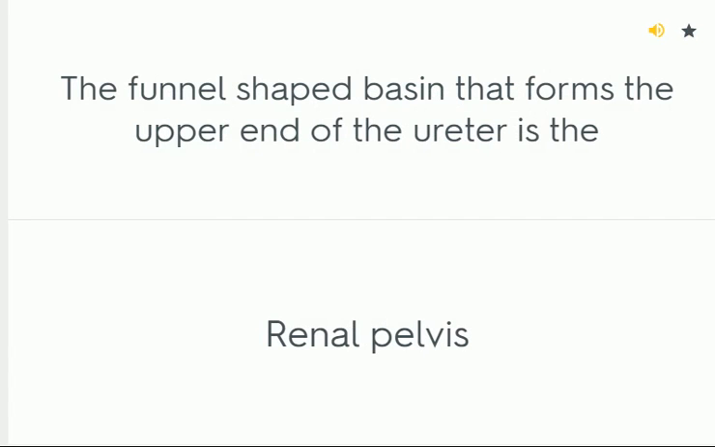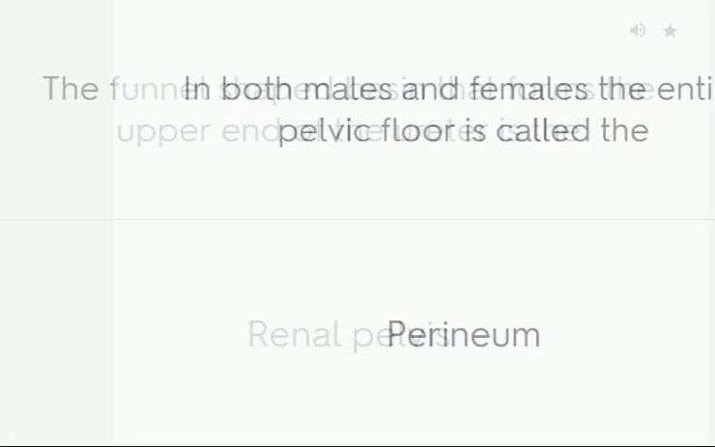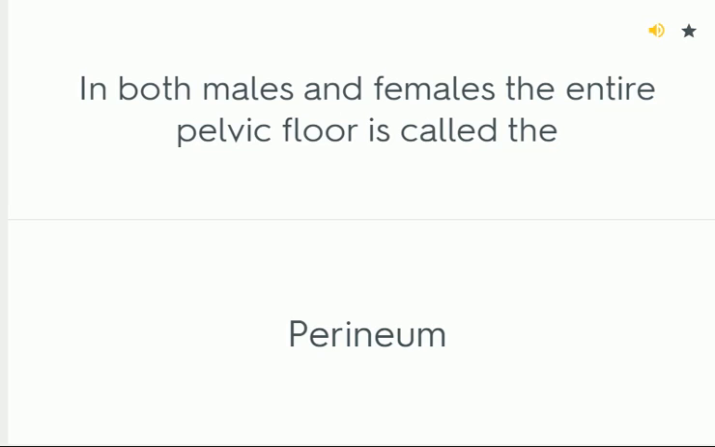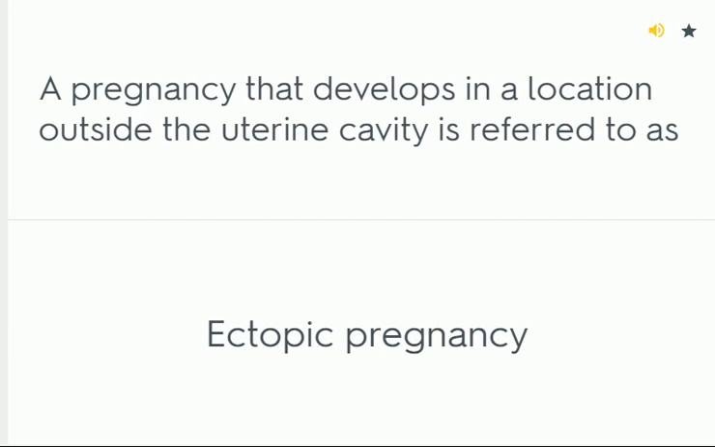The funnel-shaped basin that forms the upper end of the ureter is the renal pelvis. In both males and females, the entire pelvic floor is called the perineum. A pregnancy that develops in a location outside the uterine cavity is referred to as ectopic pregnancy.